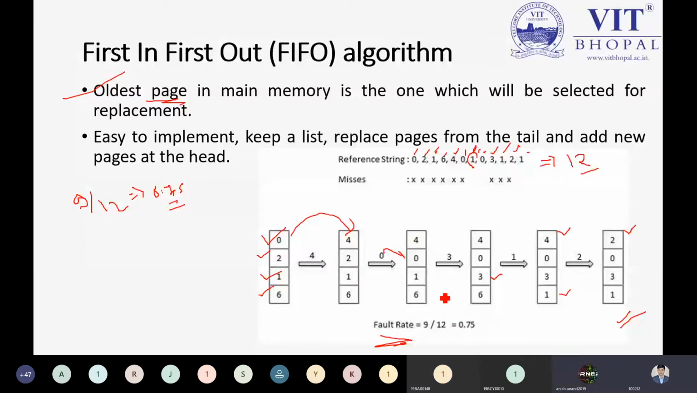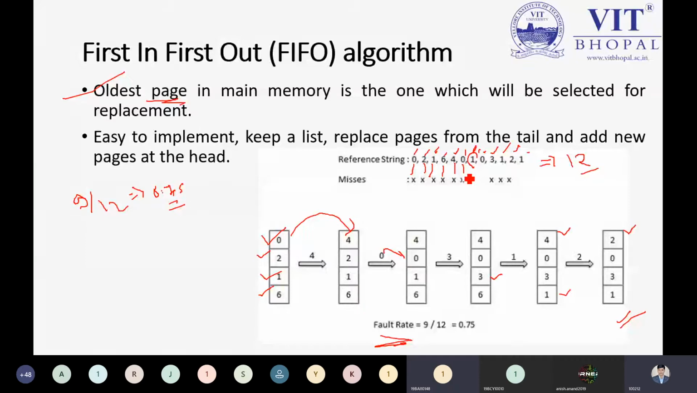Sir, 9 is missing, sir. So we have to make 9 missing. 9 is missing because what happened? First time it is empty, so 0 will come, 2 will come, 1 will come, and 6 will come, and the 4 will also come because 4 is not in our list, so it will be replaced. So this is again a miss, and now in this case, 0 is not in our list, so that is also replaced. Okay, so this is no problem.